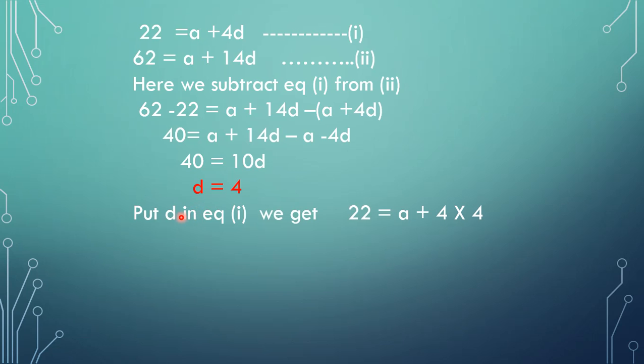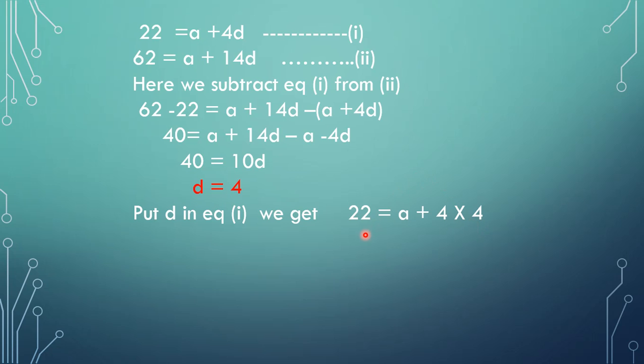Now we can put the value of D in any one of the equations, either the first equation or the second equation. So let's put the value in the first equation. 22 is equal to A plus 4D. So 22 is equal to A plus 4 into 4. So 4 into 4 is 16.